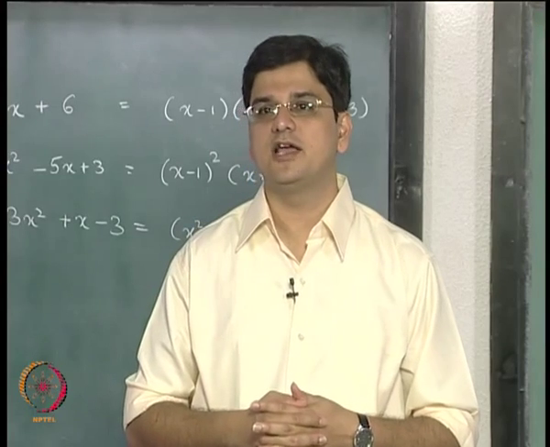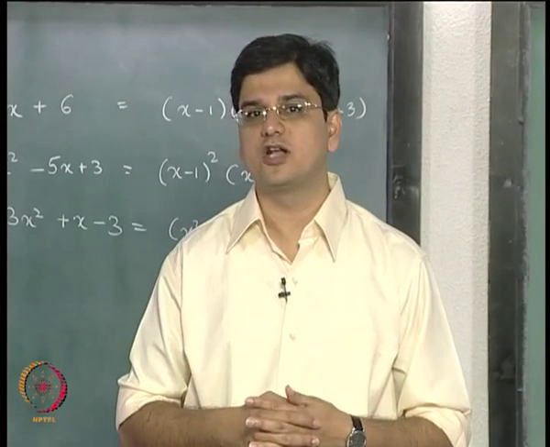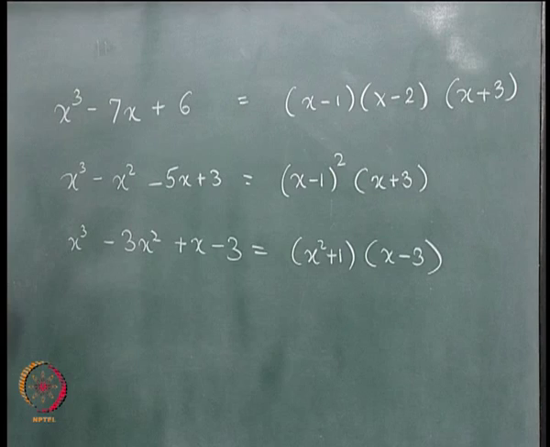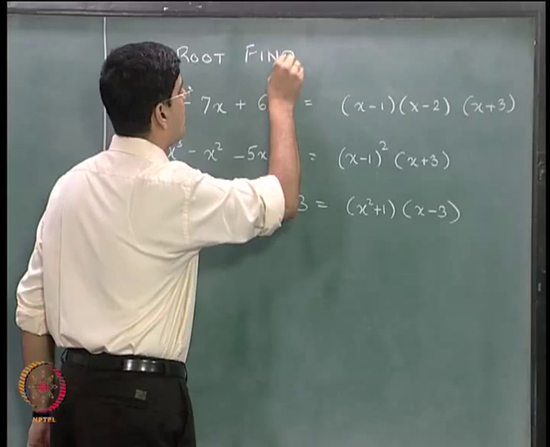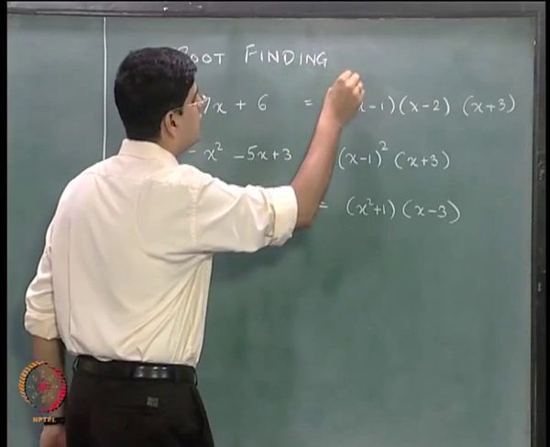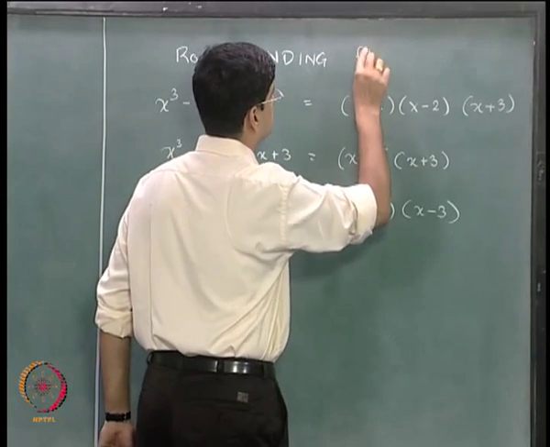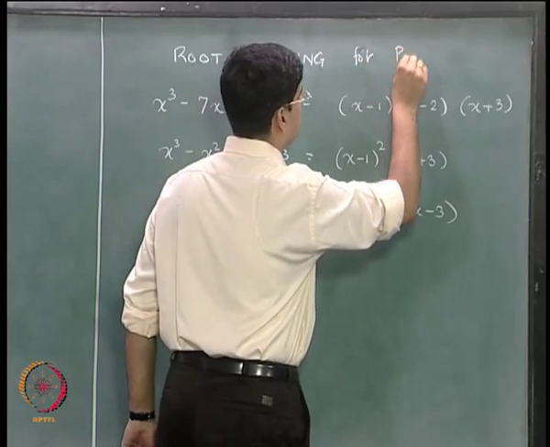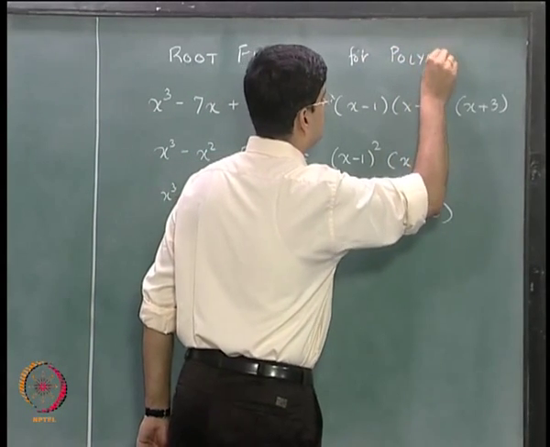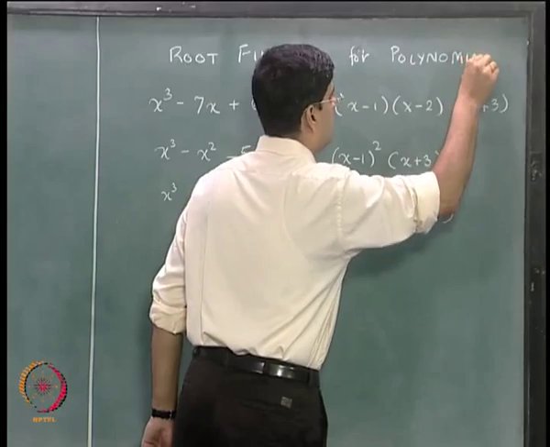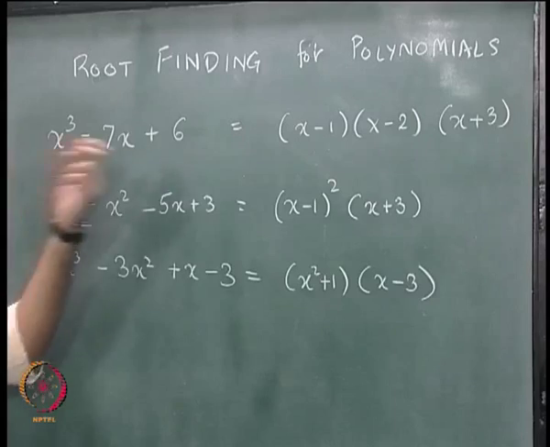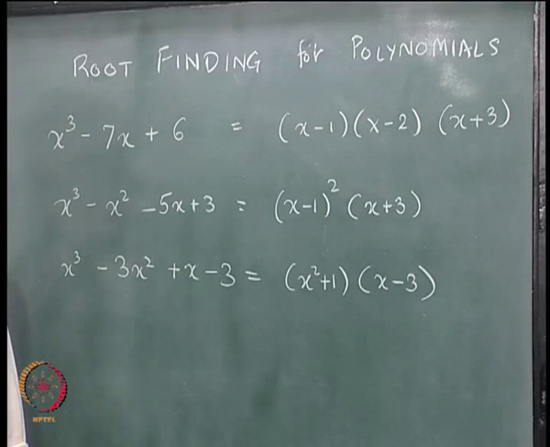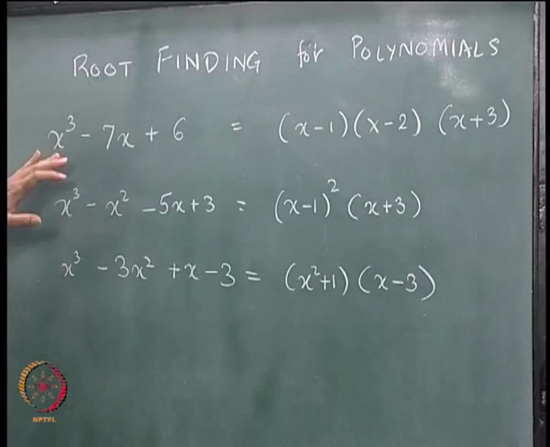There is another type of problem of the same sort, f of x equal to 0, where f of x is a polynomial function. Root finding for polynomial functions. Okay. What I have done over here is list just 3 particular examples of polynomials.